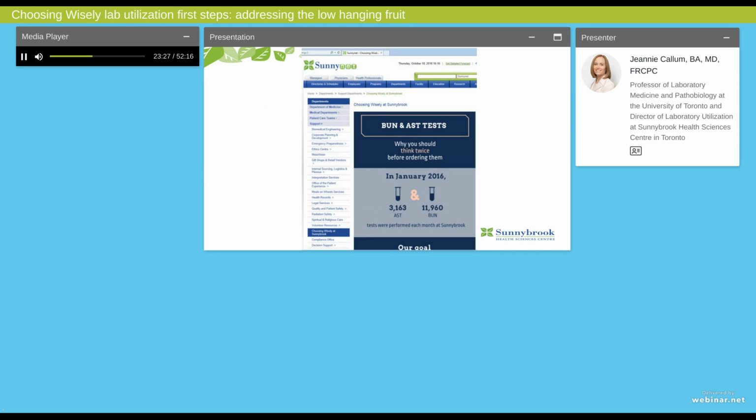And we also generated a banner that went on our, we're at Sunnybrook, so our intranet's called SunnyNet. And we put a banner there to promote our success, so all the doctors knew that we were having really great success. So it starts almost like a little story, why you should think twice before ordering these two tests.